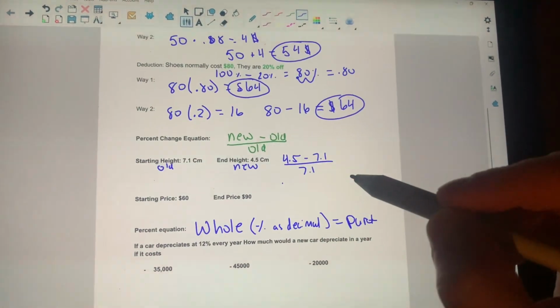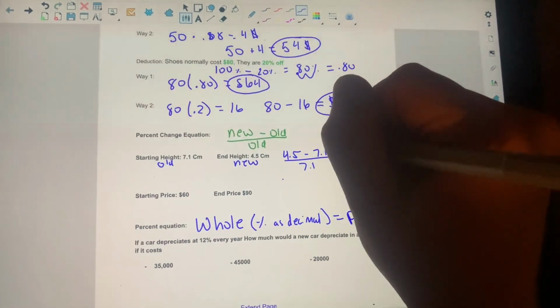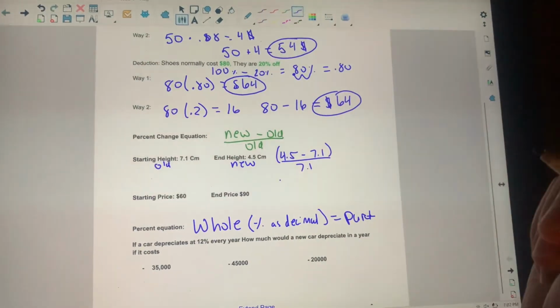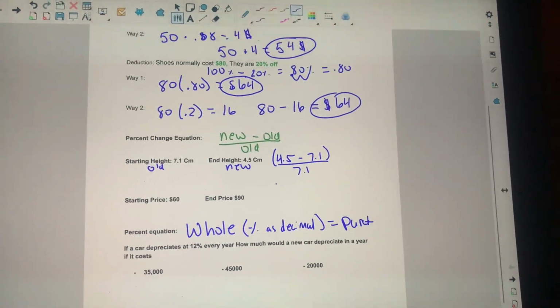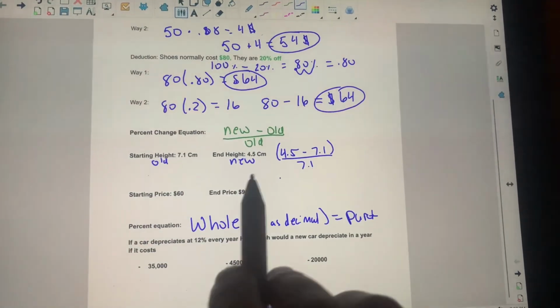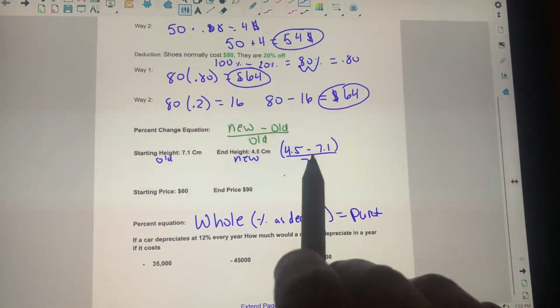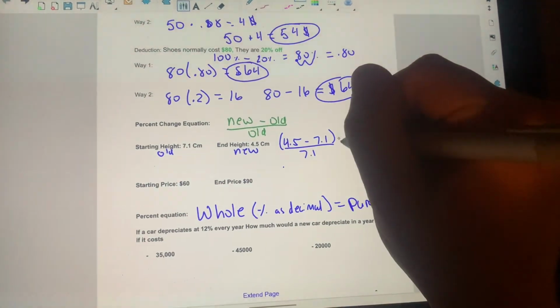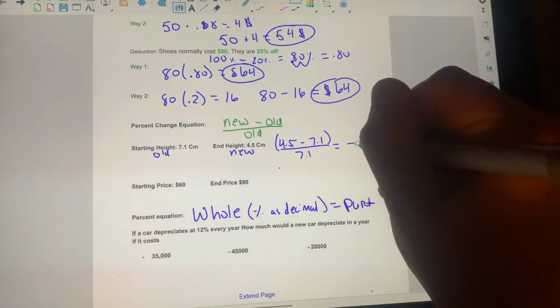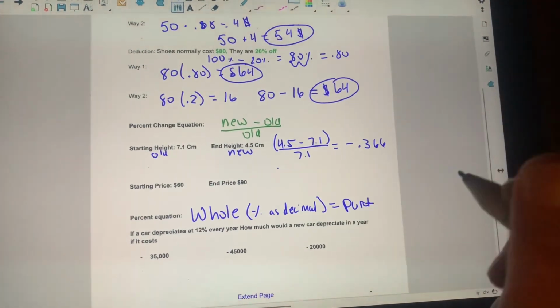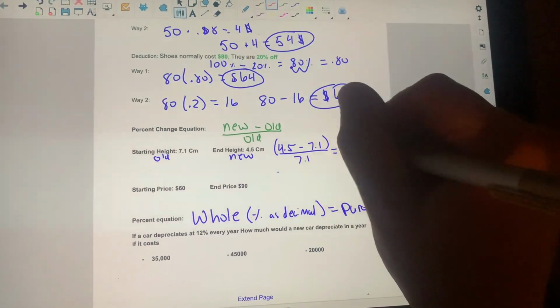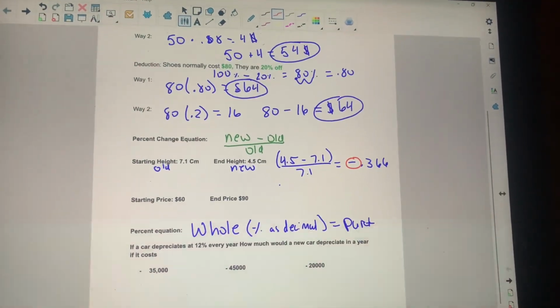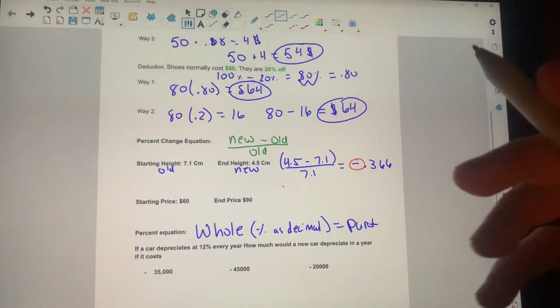Before you put this in a calculator, you have to make sure you have parentheses around this, or else you are not going to get the same answer as me. Now, if I do 4.5 minus 7.1 over 7.1, I get negative 0.366. This negative indicates that it is a deduction. We are taking away, okay?